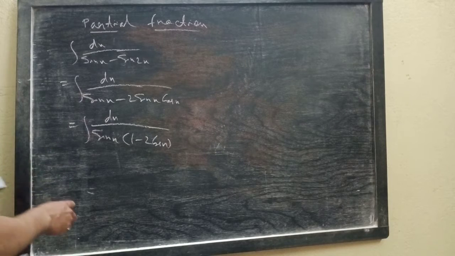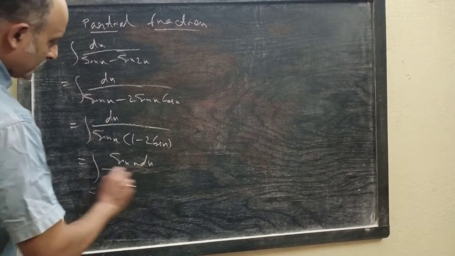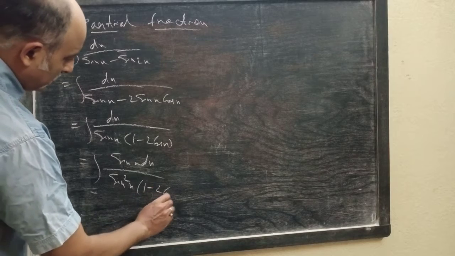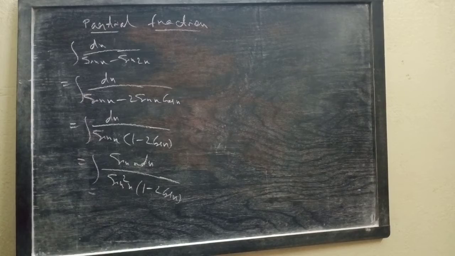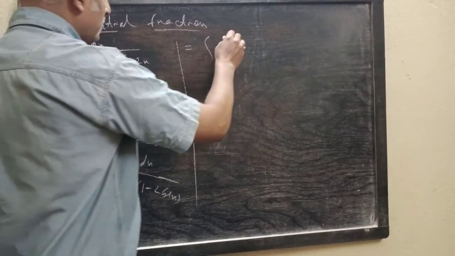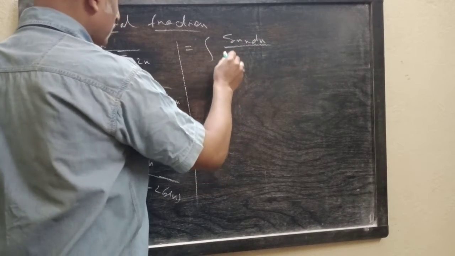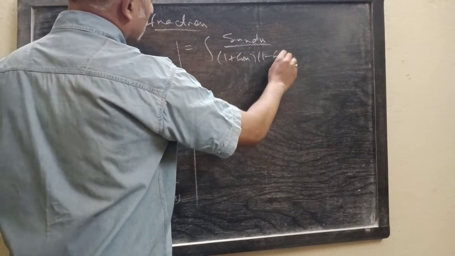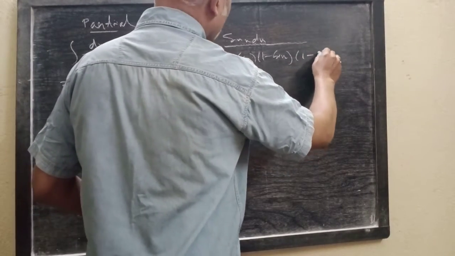Now multiply both numerator and denominator by sin x. We get sin x dx, here it is sin square x into 1 minus 2 cos x. Next you can write integration sin x dx, here it is 1 plus cos x, 1 minus cos x, 1 minus 2 cos x.